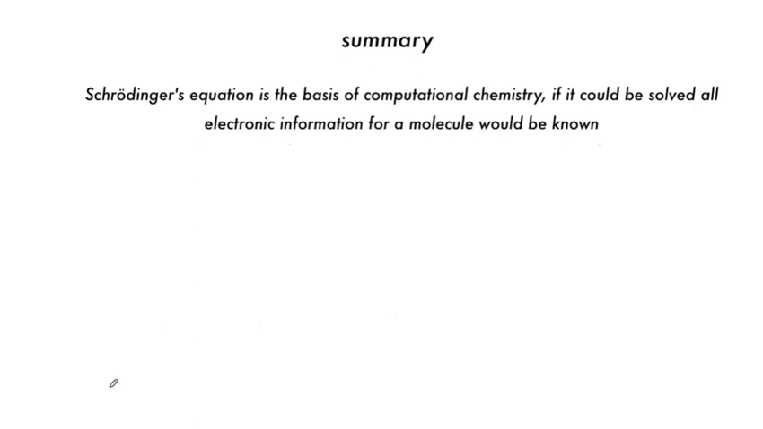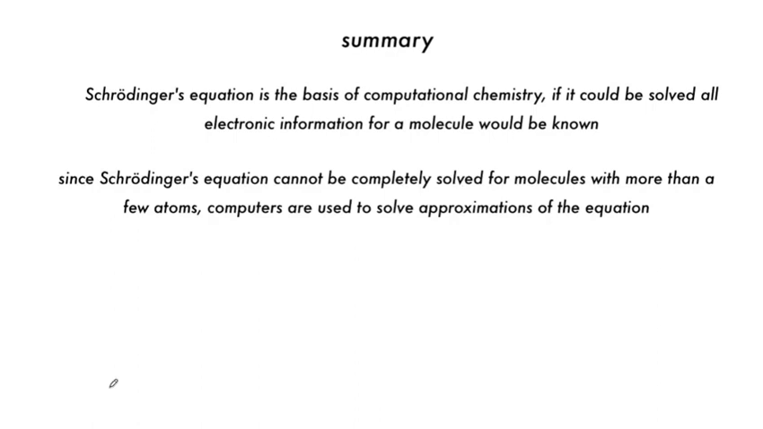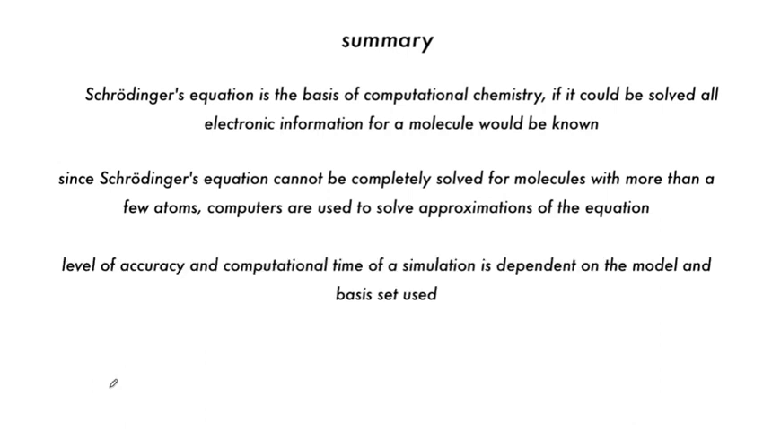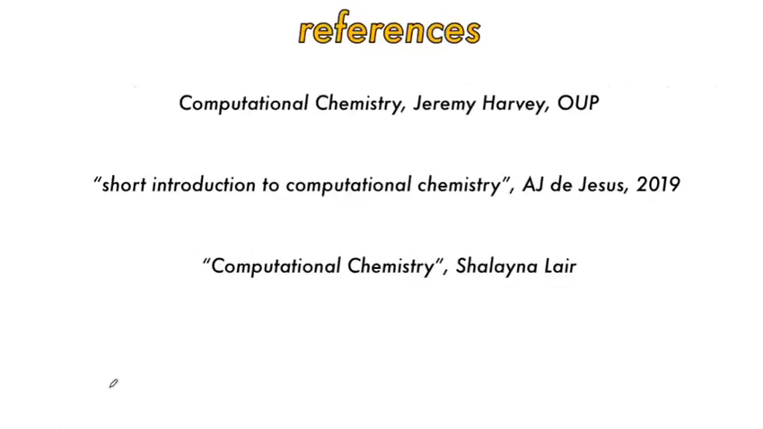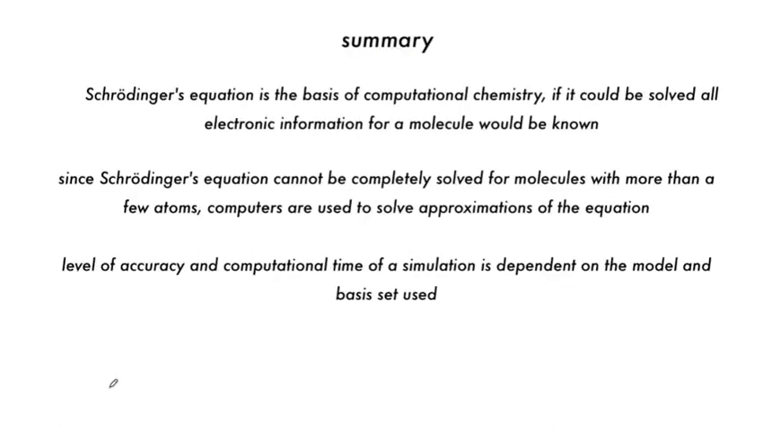So in summary then, Schrodinger's equation is the basis of computational chemistry, as it is very important in quantum or wave mechanics. If it could be solved, all electron information from a molecule would be known. Since Schrodinger's equation cannot be completely solved for molecules with more than a few atoms, computers are used to solve approximations of the equation. Level of accuracy and computational time of a simulation is dependent on the model and basis set used. And that's that.